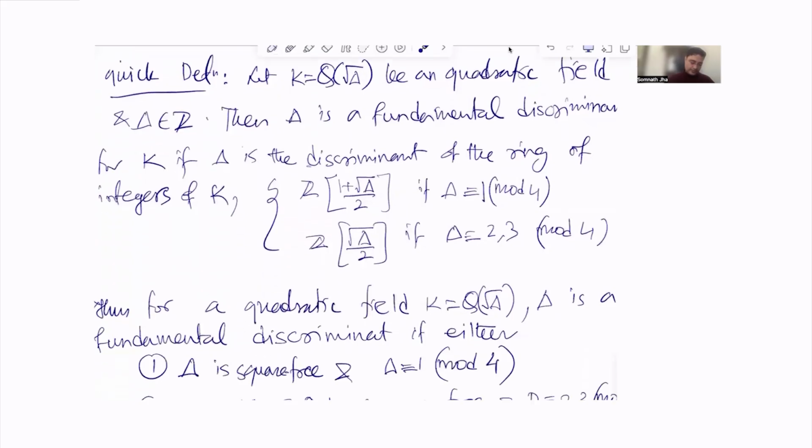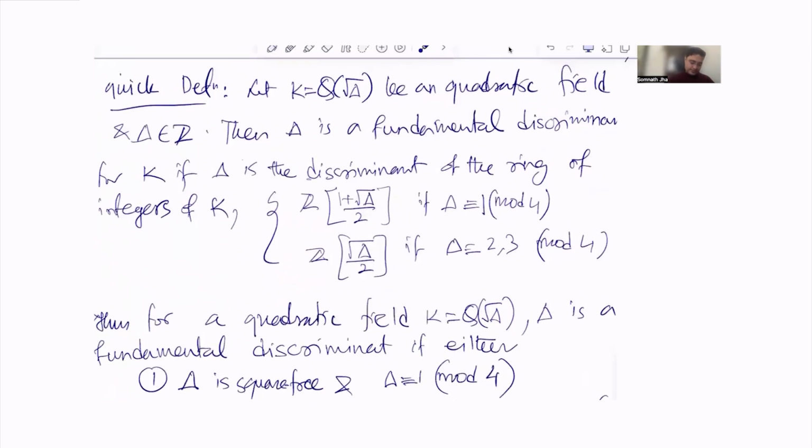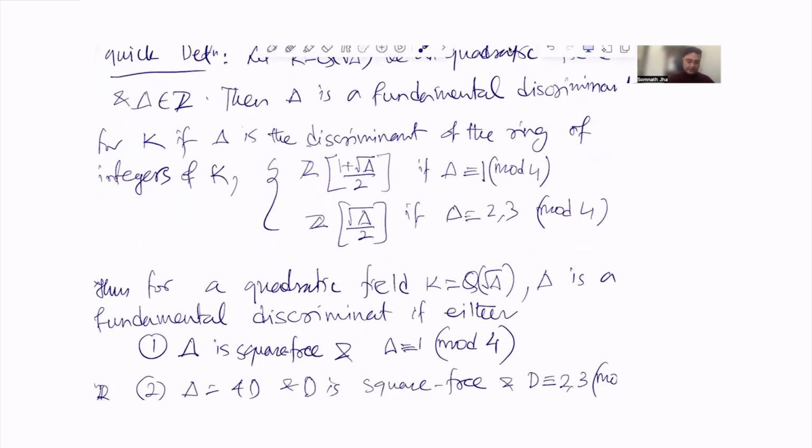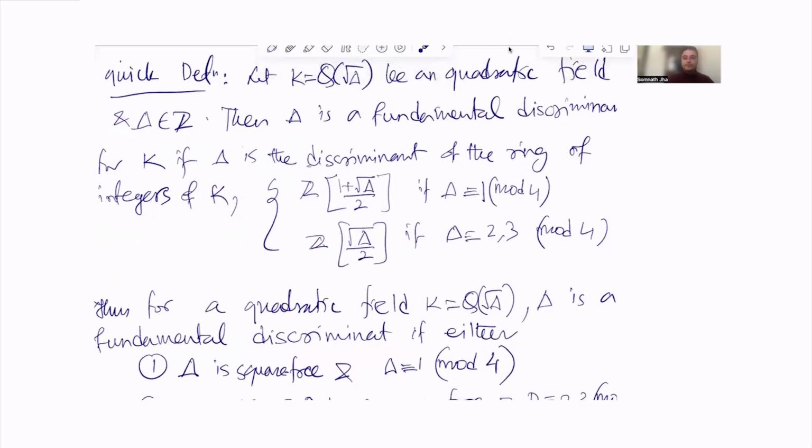Then for a quadratic field Q root delta, delta is a fundamental discriminant if either delta is square free and delta is 1 mod 4, or delta is 4 times a square free number with 2 or 3 mod 4. So it's called a fundamental discriminant if it is the discriminant of the ring of integers, as I said. Right, that we have defined. For the ring of integers Z[(1 plus root delta)/2], the discriminant was just delta, and if it was Z[root D], then the discriminant was 4D, if D is 2 or 3 mod 4.